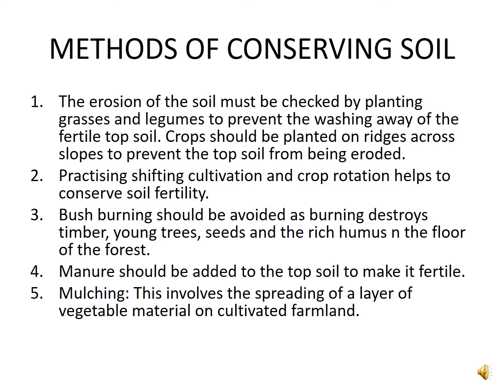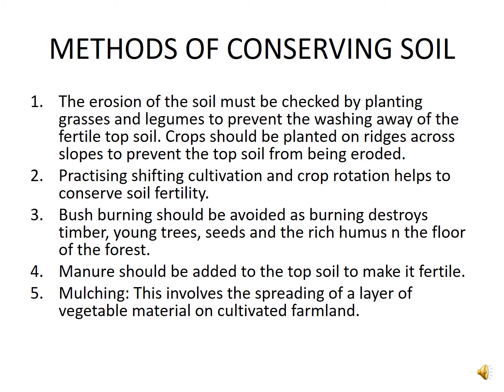Number two, practicing shifting cultivation and crop rotation helps to conserve soil fertility. We all know that shifting cultivation is an agricultural practice where the farmer plants on a particular piece of land this year, and the following year the farmer shifts to another place. And crop rotation is a practice in agriculture in which the farmer changes the type of crop he plants year in, year out.